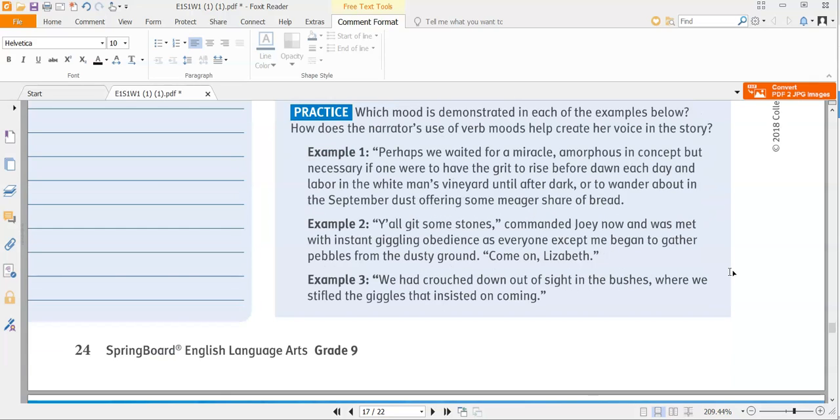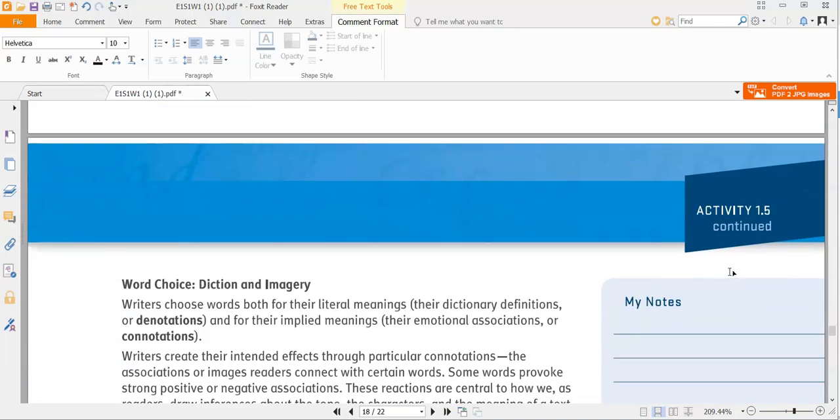Number 3 says, we had crouched down out of sight in the bushes, where we stifled the giggles that insisted on coming. This one focuses strictly on things that happened. So once again, you have to find the verb mood that describes things that actually happen.